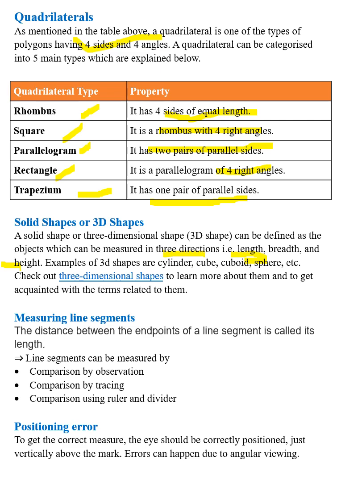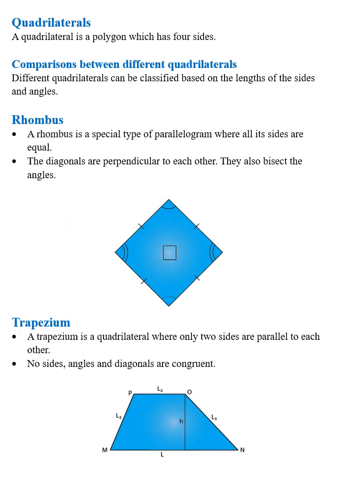A line segment can be measured by comparison, by observation, by tracing, or by using a ruler and a divider. Next is positioning error. To get the correct measure, the eye should be correctly positioned just vertically above the mark. Errors can happen due to angular viewing.